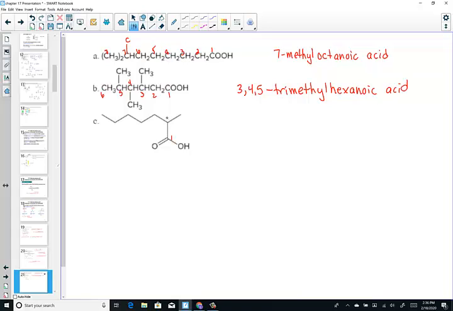Oh, how you doing? Are you in the home stretch? 1, 2, 3, 4, 5, 6, 7. 2-methyl heptanoic acid. Give yourself a big old smiley face. It just feels good.